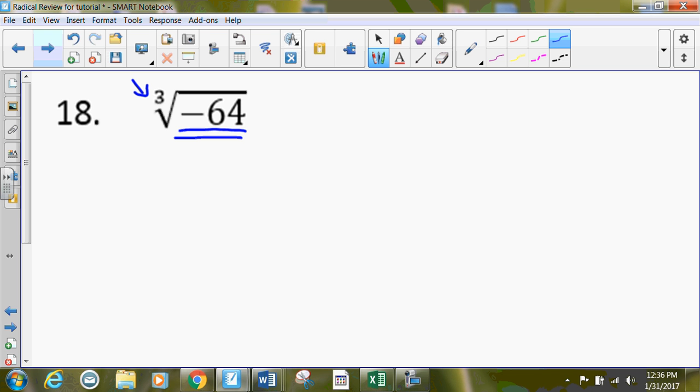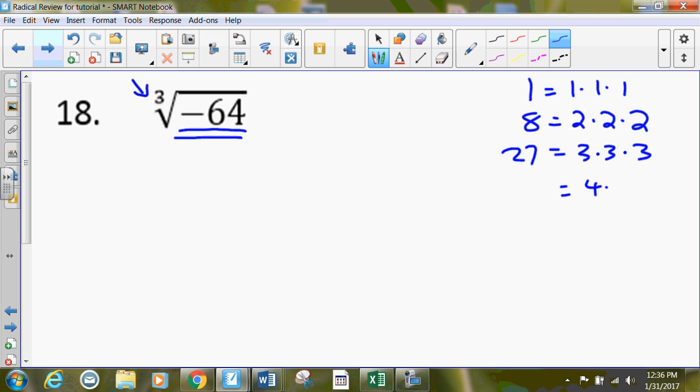So let's talk about what it means to be a perfect cube. Well, 1 is a perfect cube, right? Because 1 times 1 times 1 equals 1. How about 8? Because 2 times 2 times 2 equals 8, so 8 is a perfect cube. How about 27? Yep, that's a perfect cube. How about 64? Okay, that's where I'm stopping.